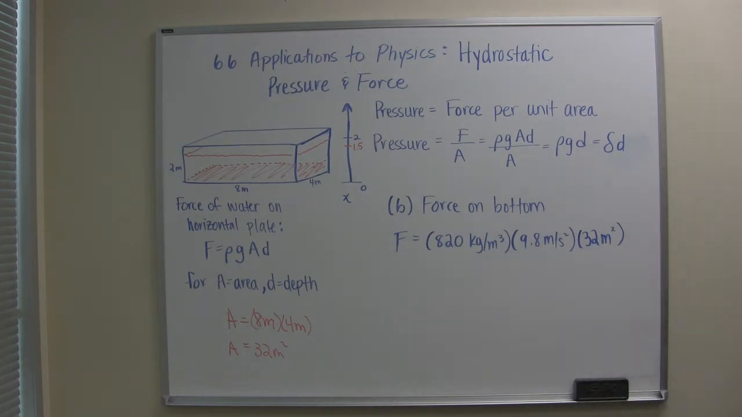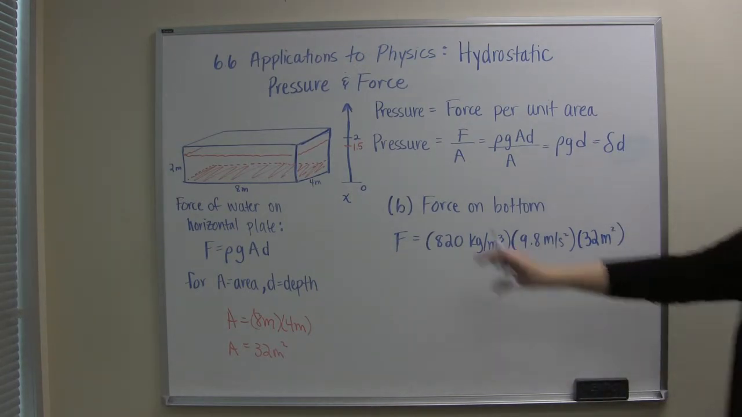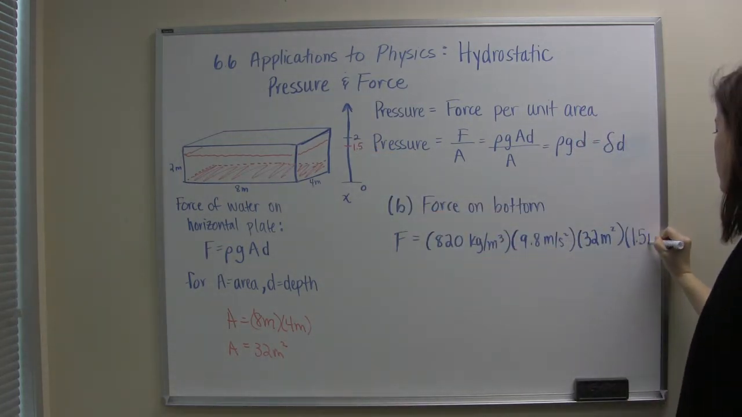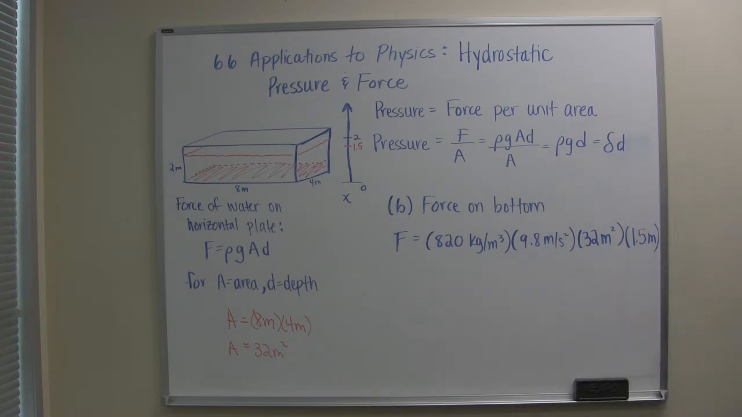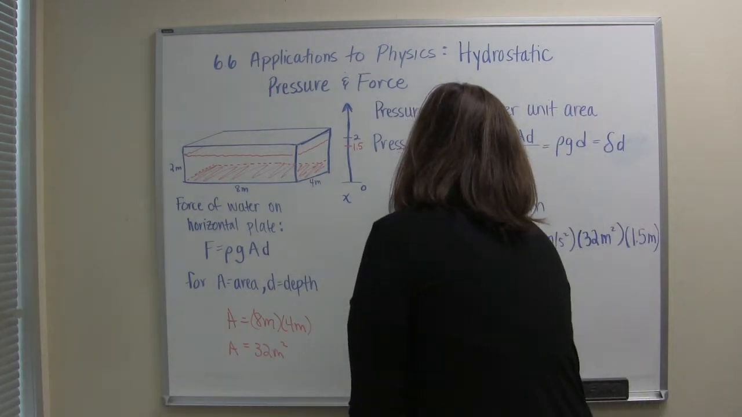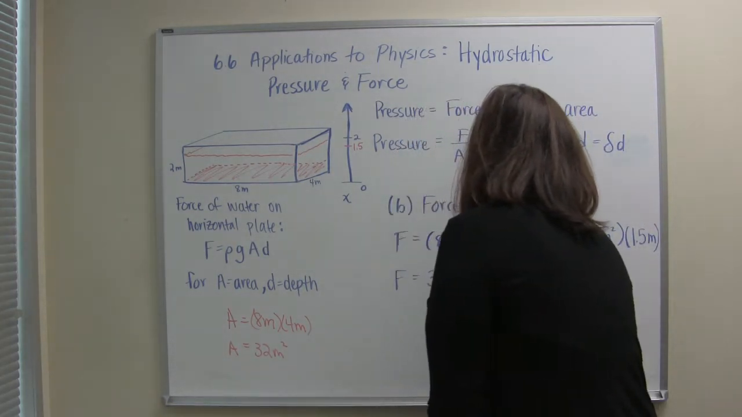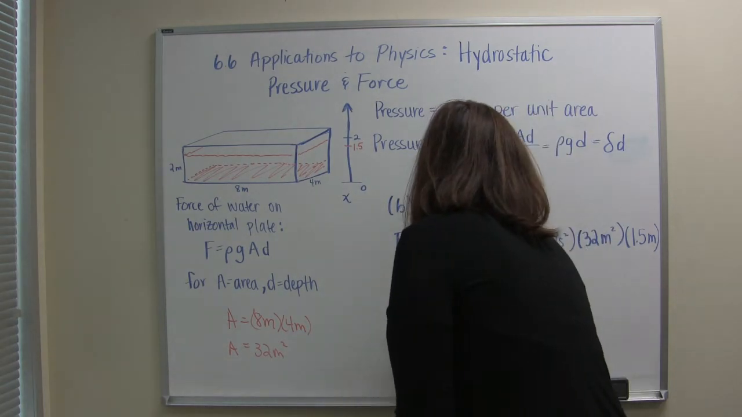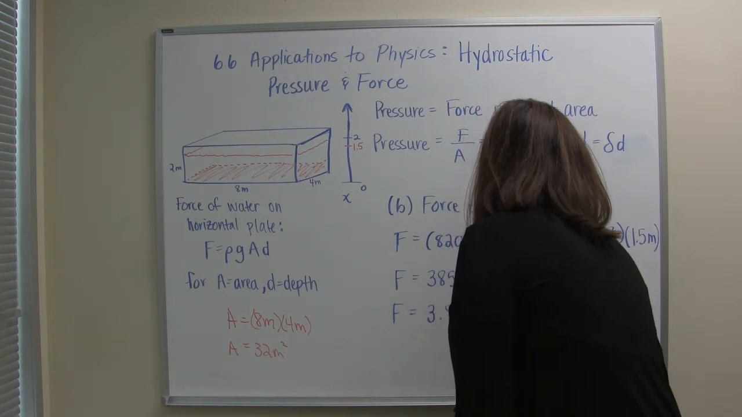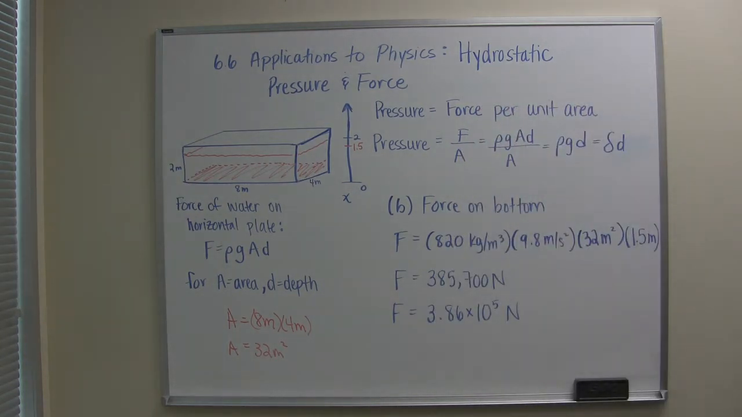One last thing, how much kerosene is pressing down on our plate? Well, 1.5 meters of kerosene is pressing down on our plate. And so that should give us the force at the bottom. So if we put all of those values together, we get about 385,700 newtons. And we could say that's about 3.86 times 10 to the 5 newtons of force acting on the bottom of the tank.